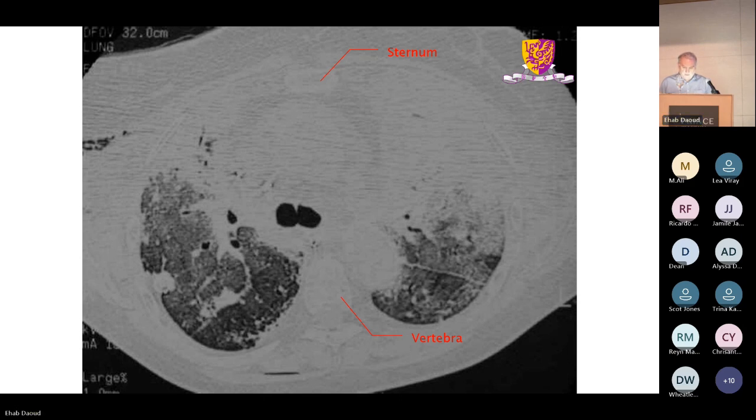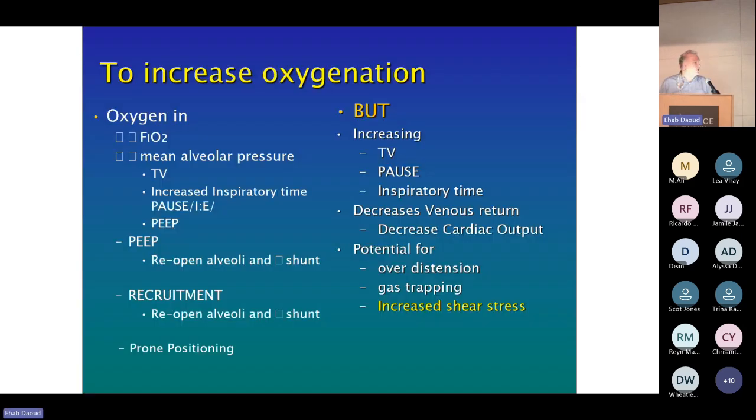So, how do we improve oxygenation? Those are all the methods by which we do it. As you can see, there are harms associated with the benefit. So each of those will improve oxygenation. Each of those methods can cause harm to the patient. You really need to do good studies to find out.